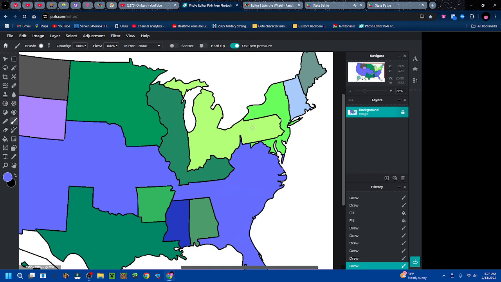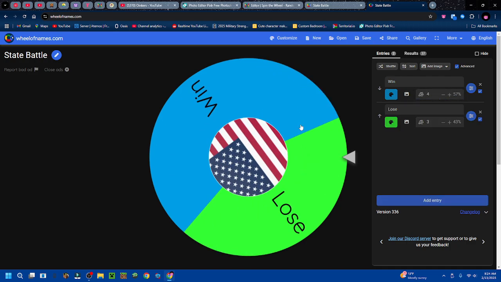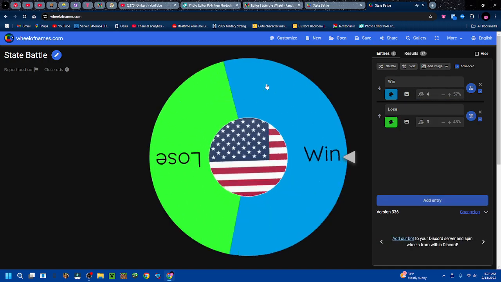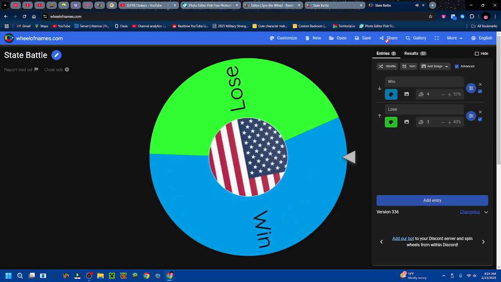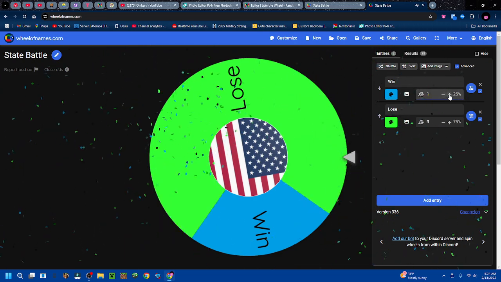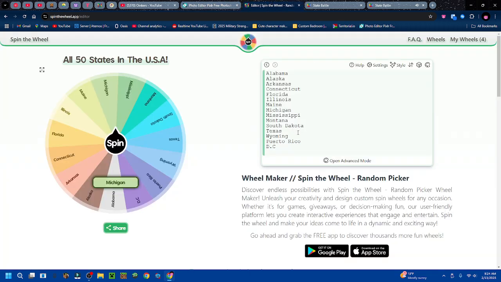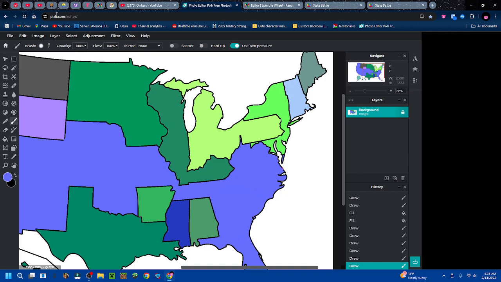So it's 1, 2, 3, 4 versus 1, 2, 3. So there's a losing chance of 3 and a winning chance of 4. And it looks like Michigan is going to be winning against my home state, Illinois. Not really anything I can do about that, but I don't make the rules. I don't know what to tell you. Illinois is gone, and it is now under the control of Michigan.